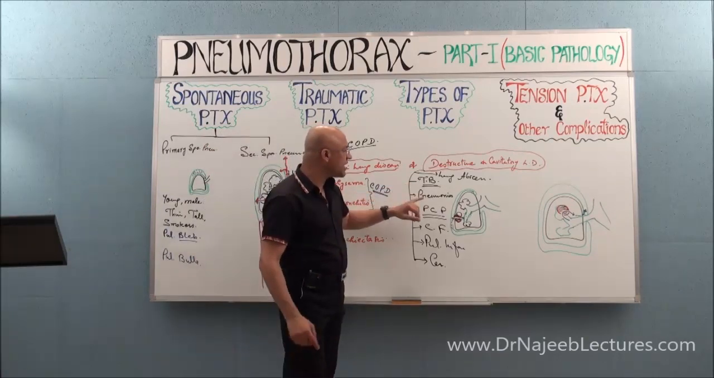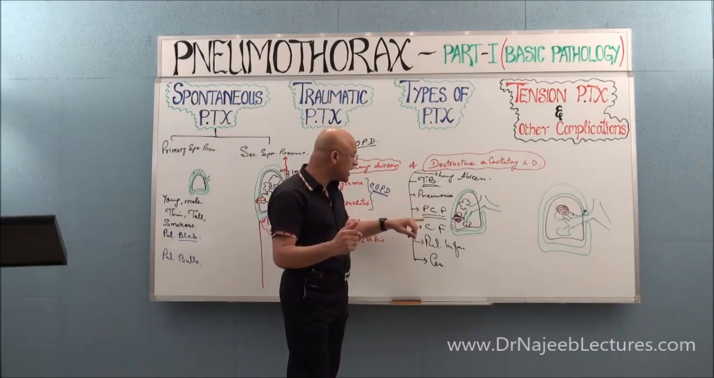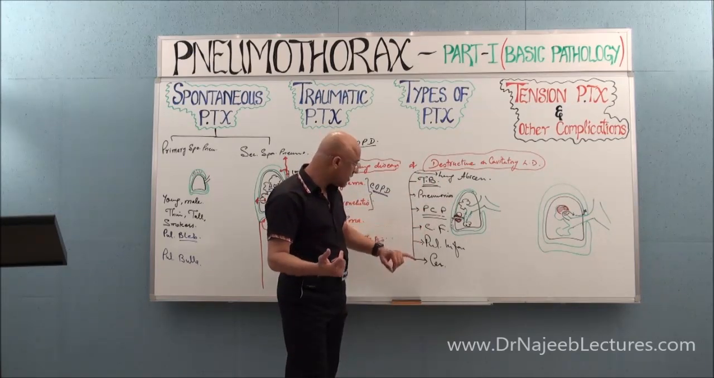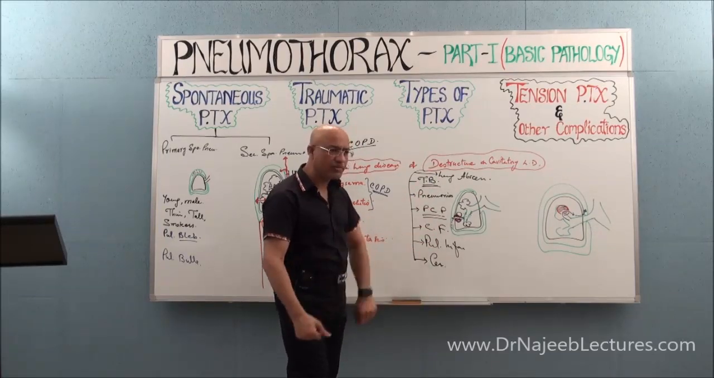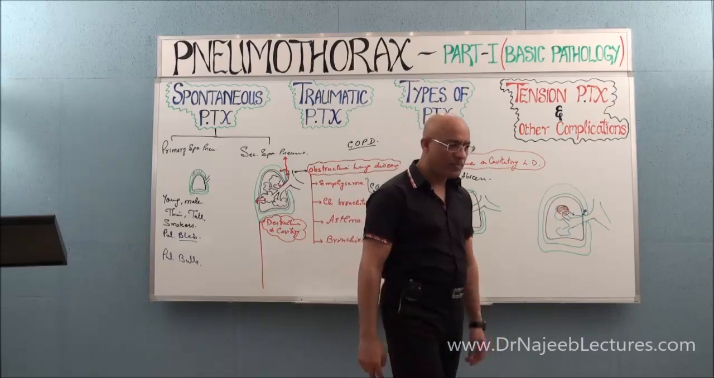So tuberculosis, then necrotizing pneumonias, what is this? Pneumocystis pneumonia, lung abscesses, or cystic fibrosis, or pulmonary infarctions, or carcinomas. All of them increase the risk of what?